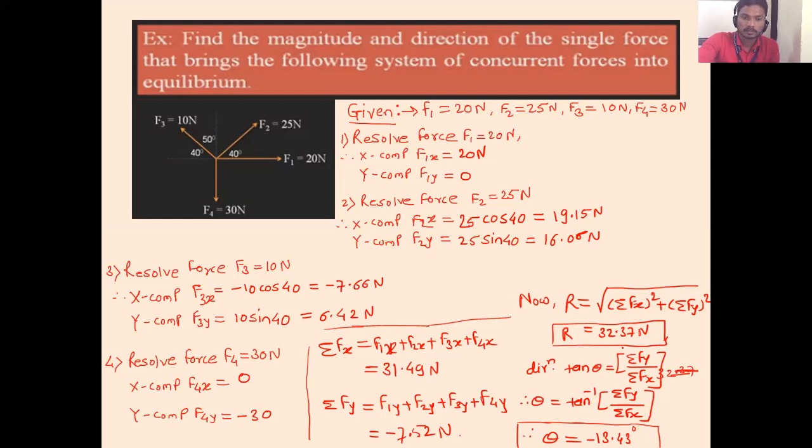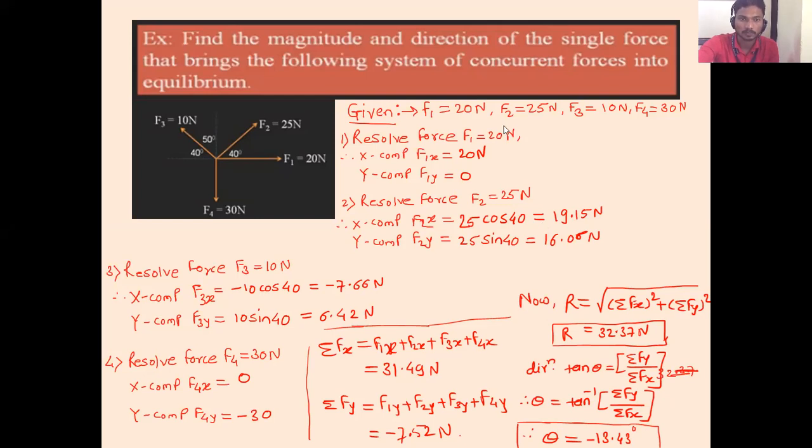Minus 13.43. Someone is telling minus 20, someone is telling minus 21 something. Who is telling minus 20? Minus 13.43 is the correct answer. You check your answer. Those who are telling some other answer, the answer should be minus 13.43 degree.